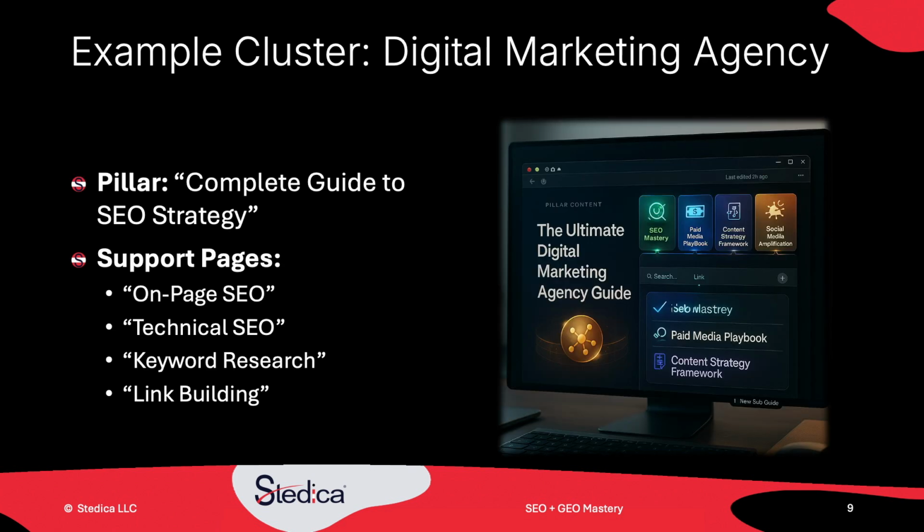4. Practical example. A digital marketing agency. Imagine you run a digital marketing agency, and you want to build authority around SEO strategy. Your pillar page. The complete guide to SEO strategy. Supporting pages. On-page SEO. How to optimize your website. Technical SEO. Fixing errors and boosting speed. Keyword research for SEO. Step-by-step guide. How to build backlinks for SEO.